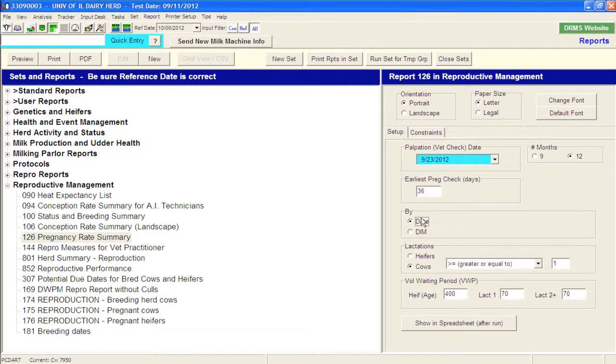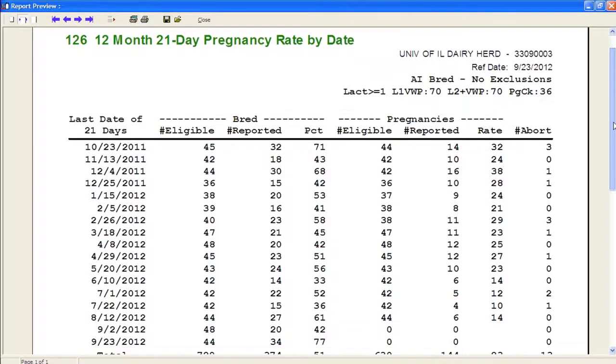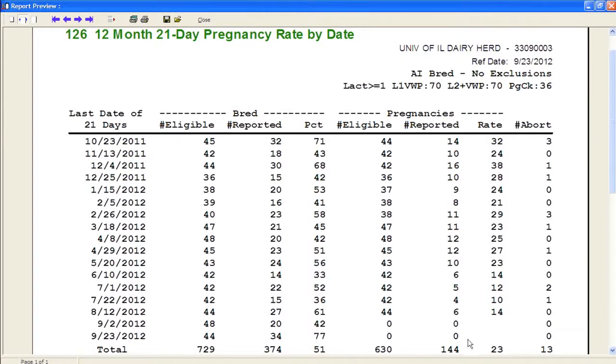We're going to look at this information by date, and then if I preview this, you'll be able to see what the typical 21-day preg rate looks like. And if I scroll down a little bit further, you can see we're at 23% overall 21-day preg rate over the last 12 months. So each one of these intervals is a 21-day interval. And this date represents the last day of that 21-day interval.